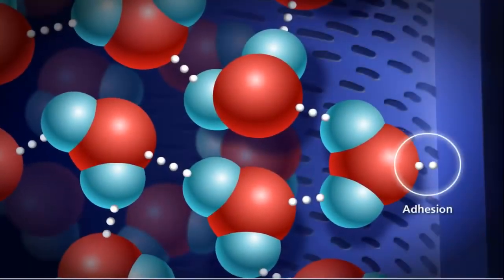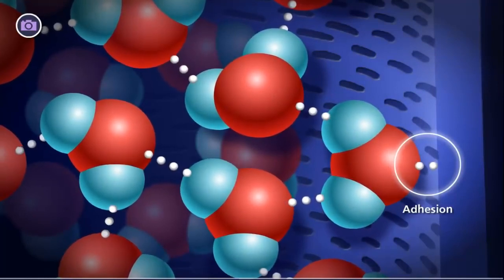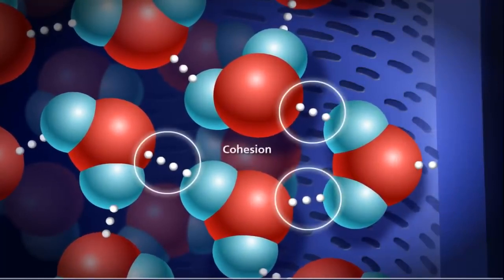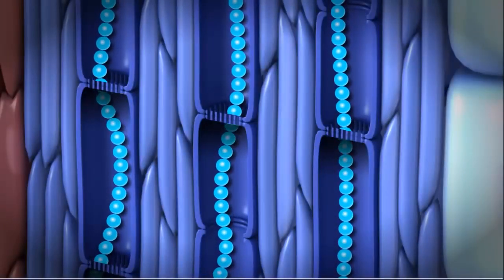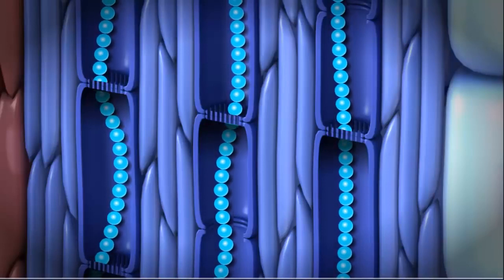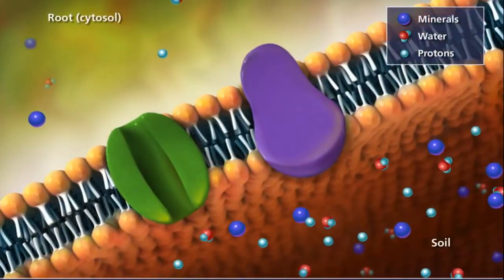Adhesion is the attraction of water molecules to a surface, such as the wall of the xylem. Cohesion is hydrogen bonding between water molecules. Together, adhesion and cohesion allow water to move through the xylem in a continuous stream, from the roots up through the stem to replace water lost from the leaves through the stomata. Water enters the plant through the epidermal cells of the roots and travels into the xylem.